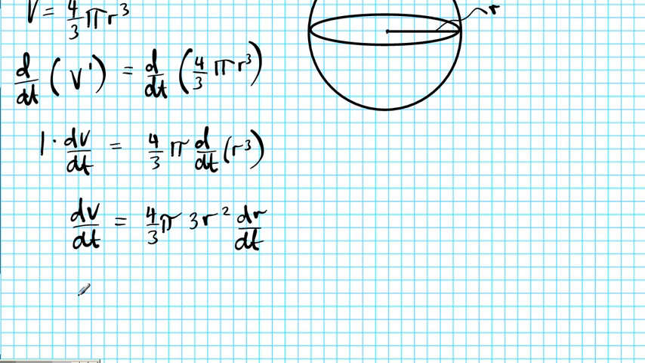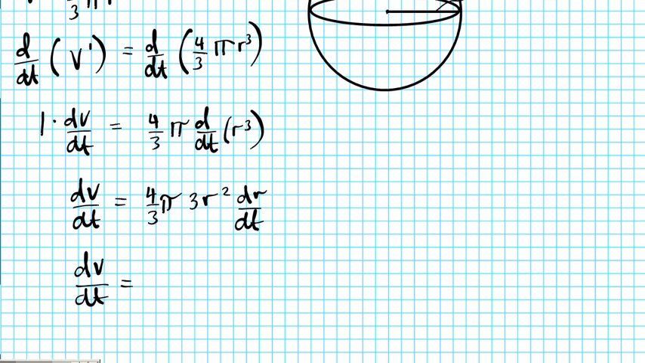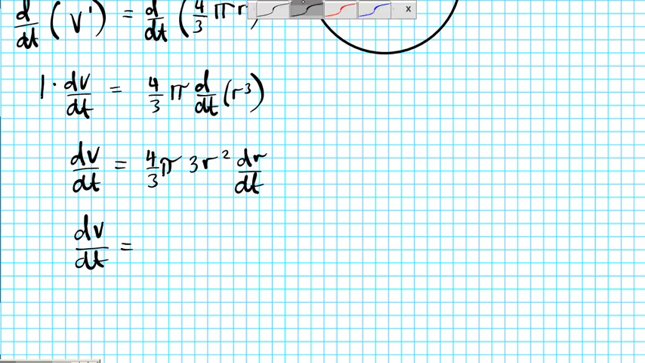Okay, so let's simplify this a little bit. We're going to have dv dt equals, you notice that this 3 right here and this 3 can reduce. 3 goes here 1, 3 goes here 1. So you're going to have 4 pi r squared dr dt. Okay? Now, what I can do is I can plug in what I know and find what I need, and then solve for what I need, or I can solve for dr dt and then go on from there.